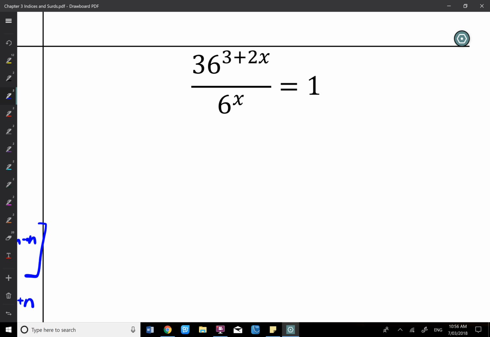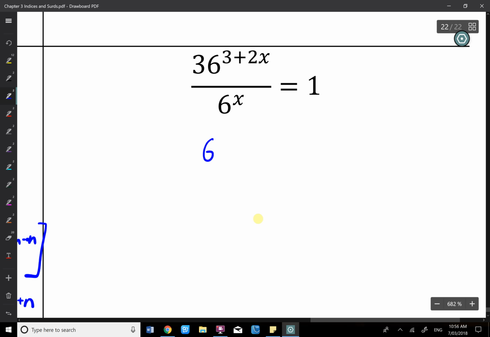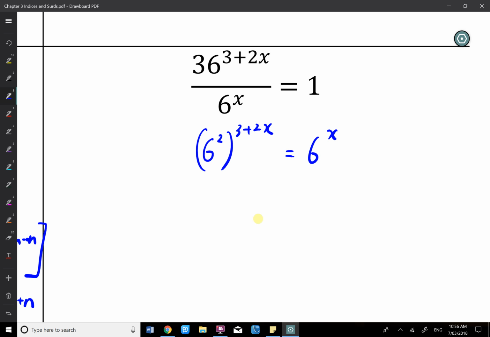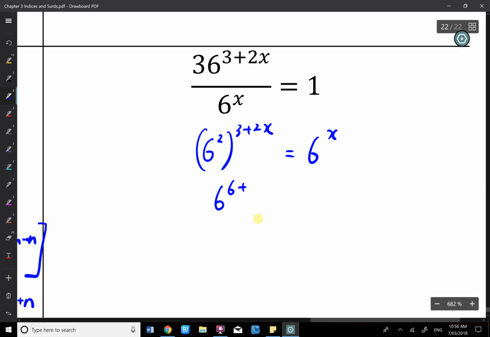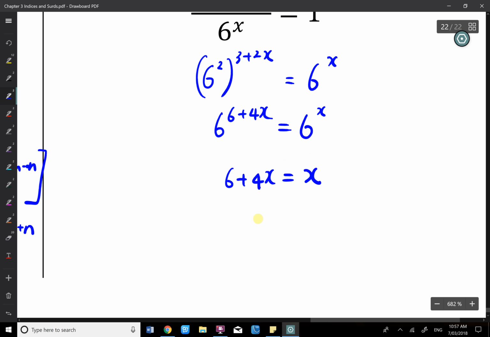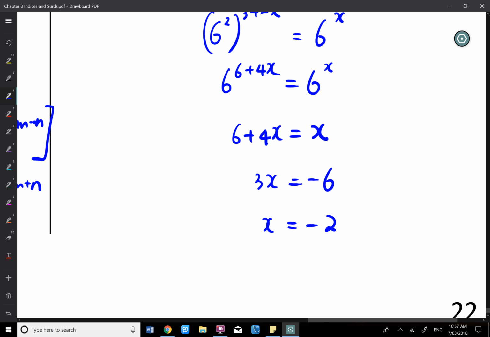Okay, the next one. Well, I can practice the same thing, or this one is easy because I can say 6 to the power of 2 and then to the power of 3 plus 2x equals to 6 to the power of x. I can easily times the 6 to the power of x to the other side and then equalize both sides. So I will have 6 to the power of 6 plus 4x equals to 6 to the power of x, and then 6 plus 4x equals to x. 3x equals to negative 6, and x is negative 2 in this case.